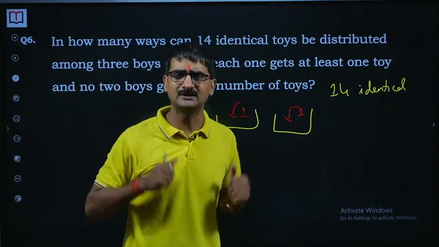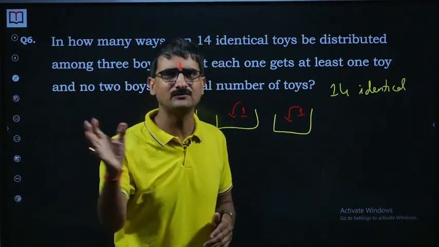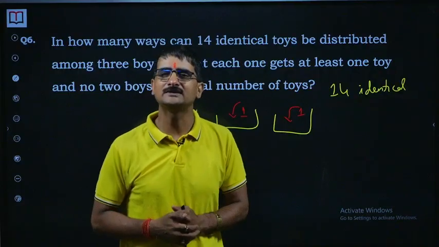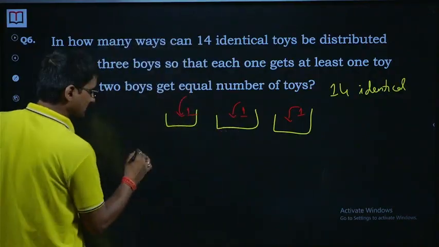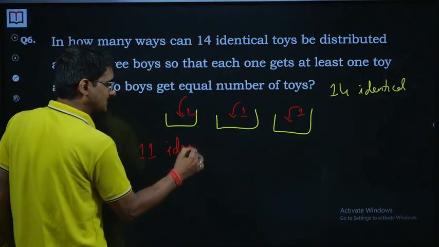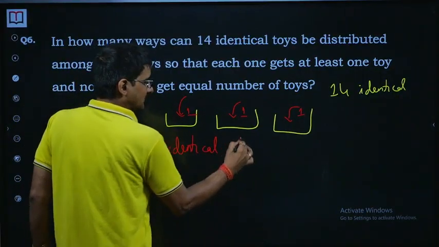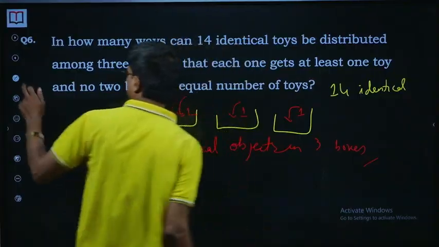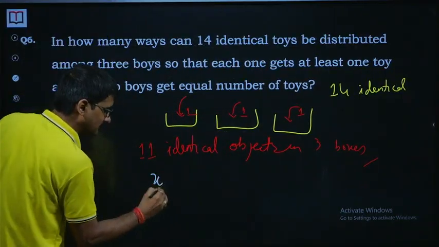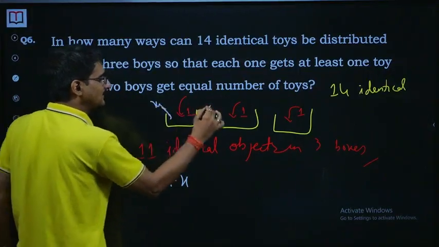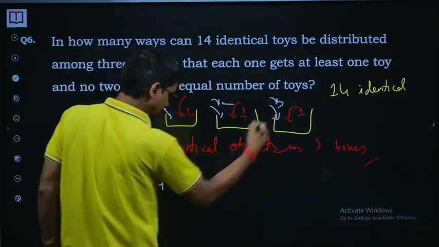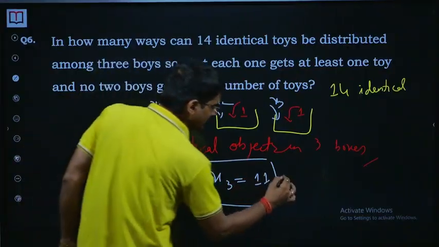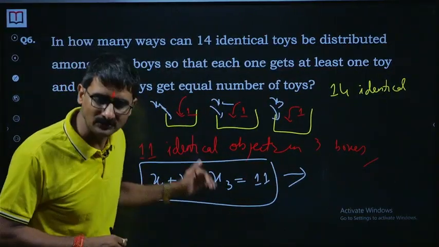Let's say you have 14 red color balls, and you have to distribute 1 1 1 to each of 3 kids. There's only one way, because all the objects are identical. Now, how many objects are we left with? Now we have to distribute 11 identical objects among 3 distinct boxes. How many ways? So again, I will go for the multinomial use. X1 here, X2 here, X3 here. X1 plus X2 plus X3 is equal to 11. All possible ways of doing it, non-negative integral solutions.